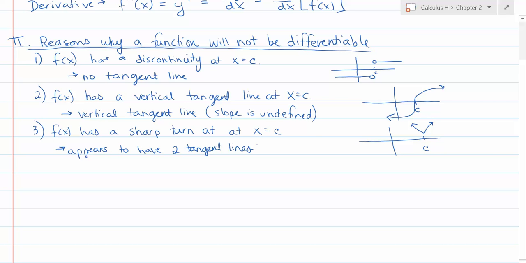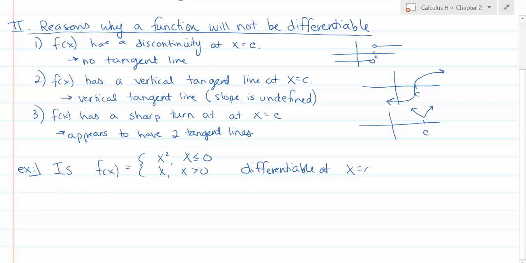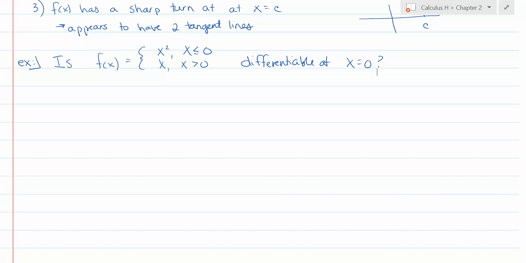Okay. All right, so let's look at a brief example of if you were looking to see if something would be differentiable or not. Is f of x equal to x squared when x is less than or equal to 0, and x when x is greater than 0, differentiable at x equals 0? Okay, so what we're going to want to check is to make sure that we have the same slope from the left and right.